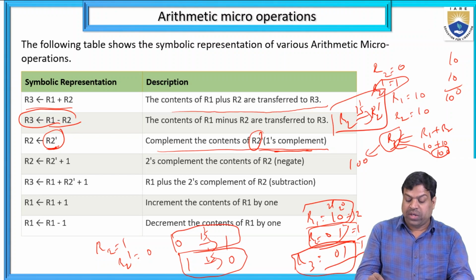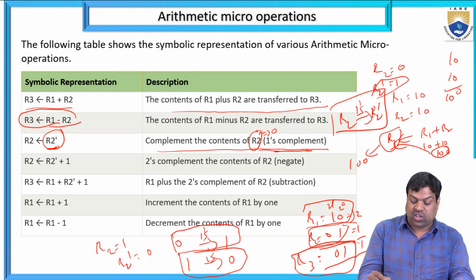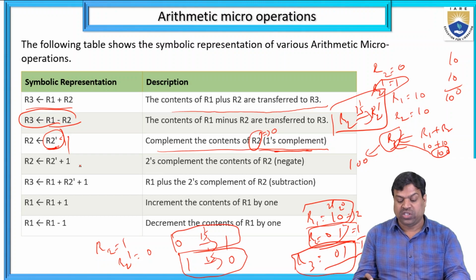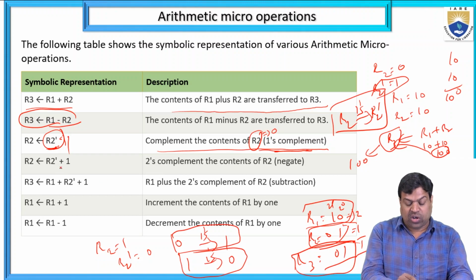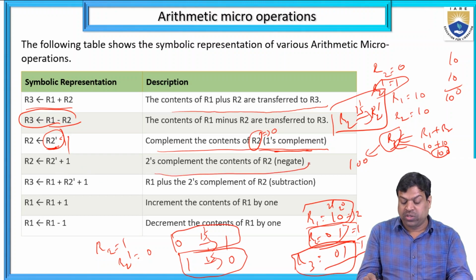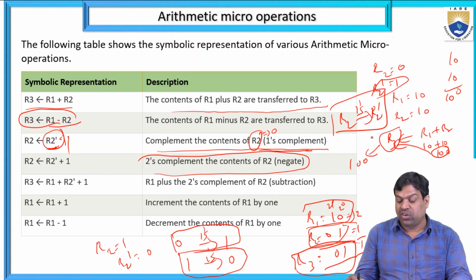So suppose I am giving R2 equal to 0. What does R2 equal to 0 mean? What is the R2 complement? 1. So if I am giving the input 0, the output is 1. Here also R2 bar plus 1. 2's complement means after the 1's complement, we are adding the value of 1.